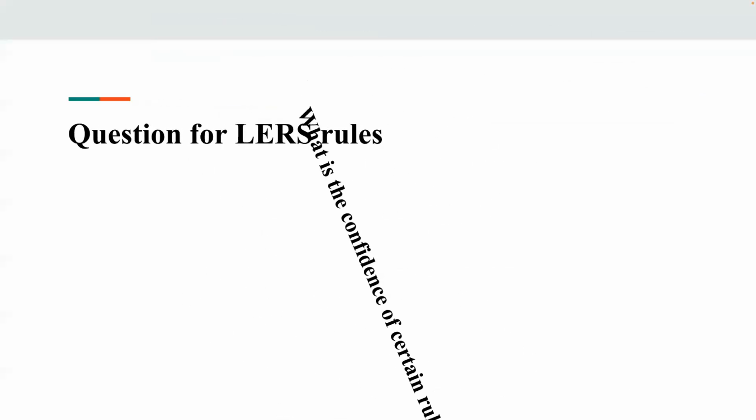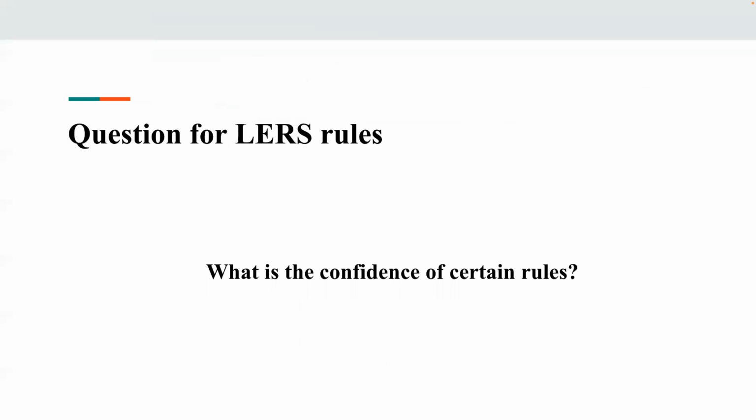What is the confidence of certain rules? The confidence value indicates how reliable the rule is. The higher the value, the more likely the head item occurs in a group if it is known that all the body items are contained in the group. Therefore, the confidence of a rule is the percentage equivalent of M by N, where the values are M and N.